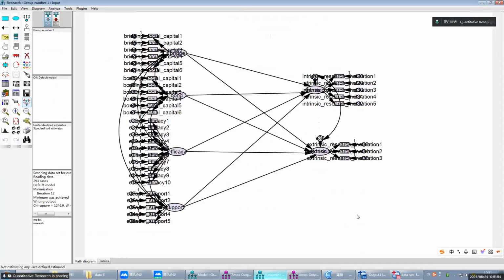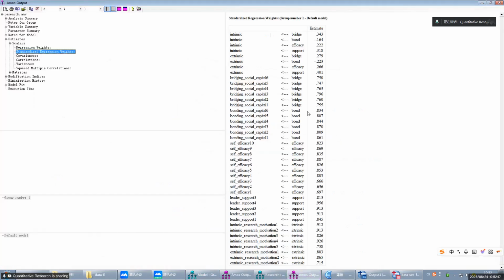I show you this because in this model, sometimes it's hard for you to find the values. Sometimes the values are too small. So in this case, you need to go over here to find the values. All of them are here. So this is the structural model. Okay, that's it.